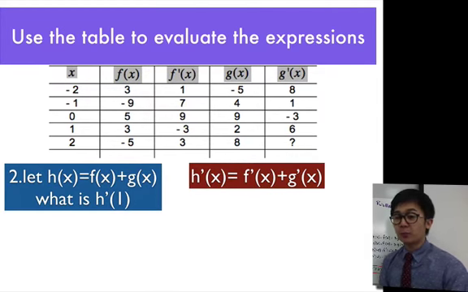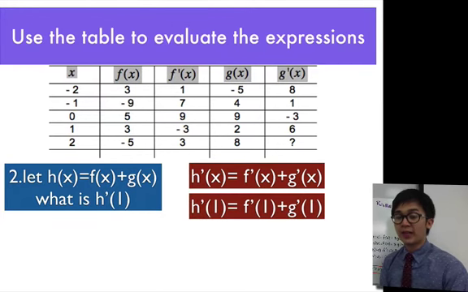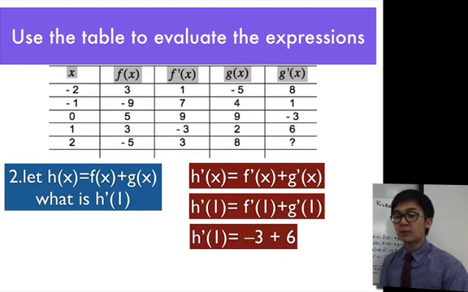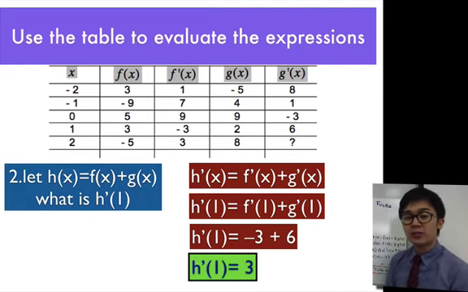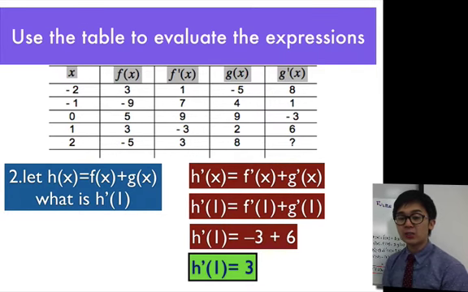And by replacing x by 1, we'll have h prime of 1 equal to f prime of 1 plus g prime of 1. Now we can use our table in finding f prime of 1, which gives us f prime of x, replace x by 1, is equal to negative 3. And g prime of 1 we find by looking at 1 in the g prime of x column, and it gives you 6. So by simplifying our expression, h prime of 1 gives us 3. So that is the derivative of h of x at x equal to 1 using our table.